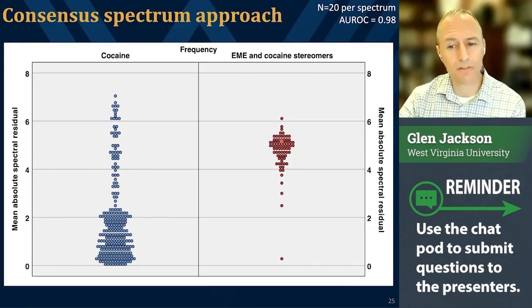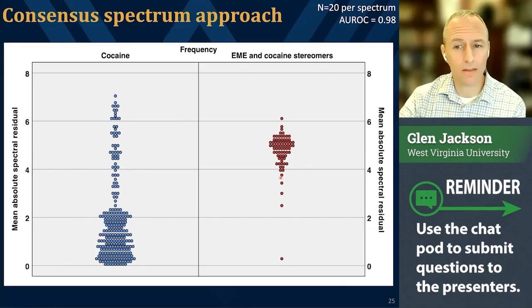replicates of ecgonine methyl ester and the diastereomers of cocaine, these are the known negatives, have a certain distribution like this, and the known positives, all the cocaine, that would include the training set and the test set, and the NIST spectra all have variances like this, or mean absolute residuals like that.